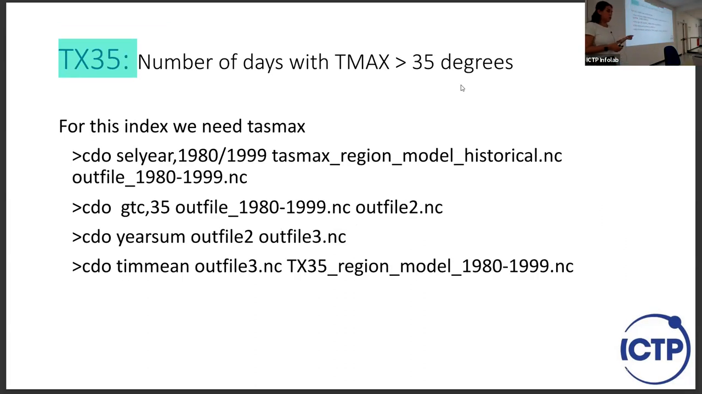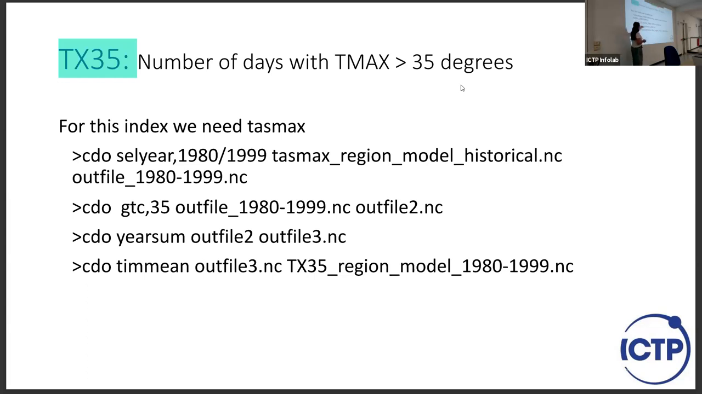In this case, I'll show you another index that is widely used, and Francesca also showed one example from one of the papers, but it is not pre-charged in CDO, although you can easily compute it. It is the number of days with Tmax above 35 degrees. So for this index, you will also need to select the time slice, as you did for the temperature, and you will use the command greater than a constant, which is gtc, and you will choose 35 because the temperature is already in degrees Celsius if you did the previous step.